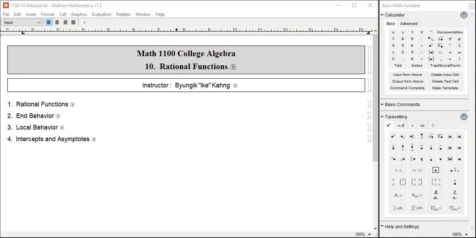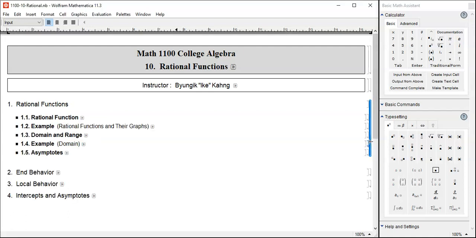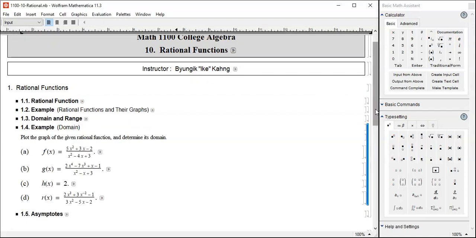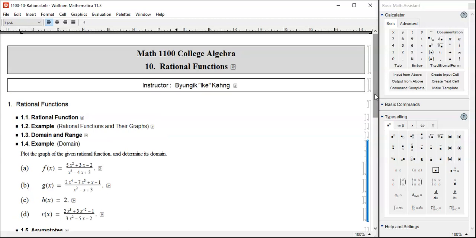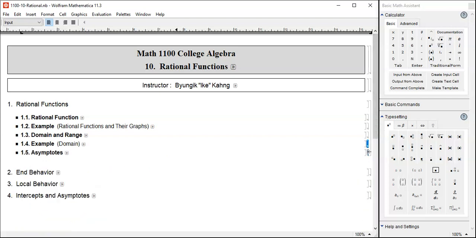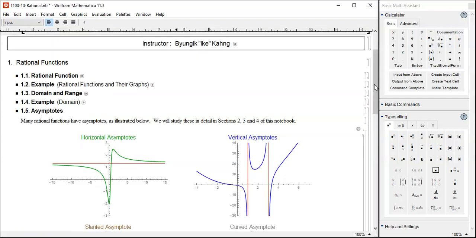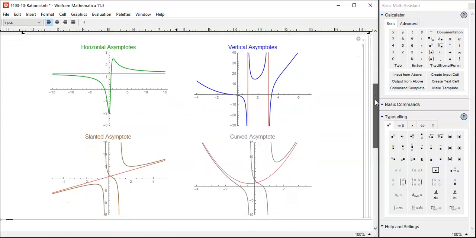Hello students, welcome back. Previously in section 1, we defined the rational function and then we went through the domain problems. Domain problems are always important in college algebra, so please remember those. Now at the very end, we talked about a classification of asymptotes, like these.